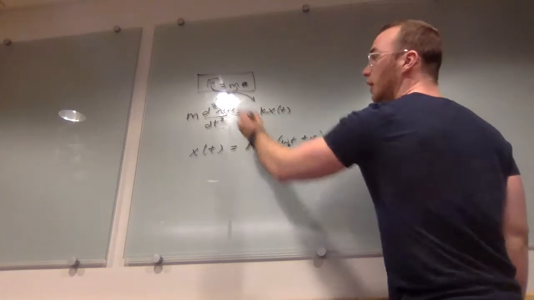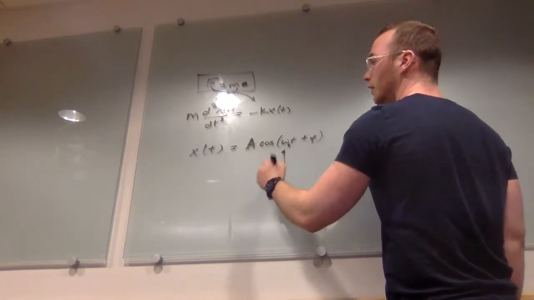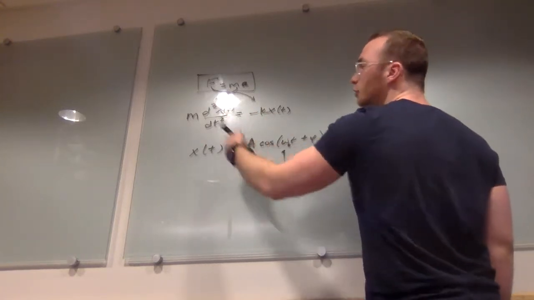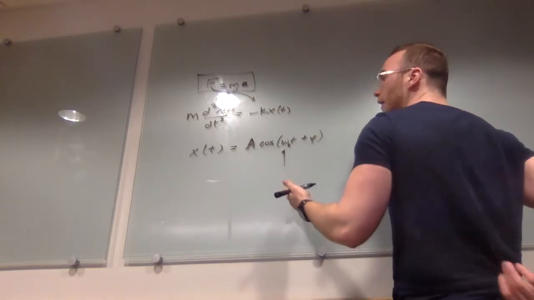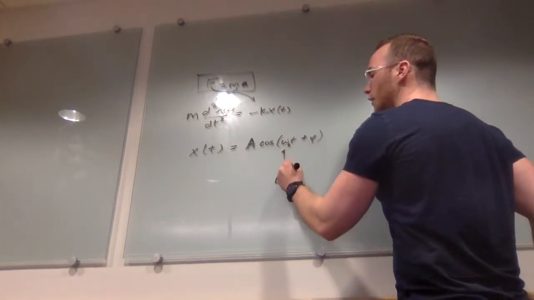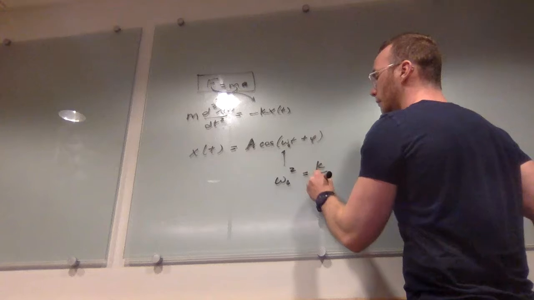And so if you plug this in, and we saw that if you literally plug this equation into here, you can do it with any of the forms that we had, you will get that omega naught squared is k over m.